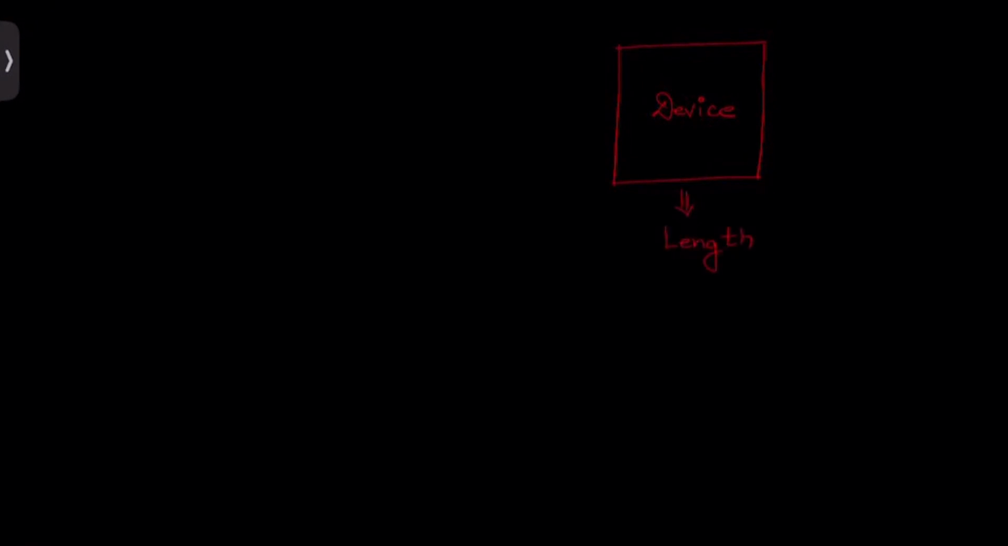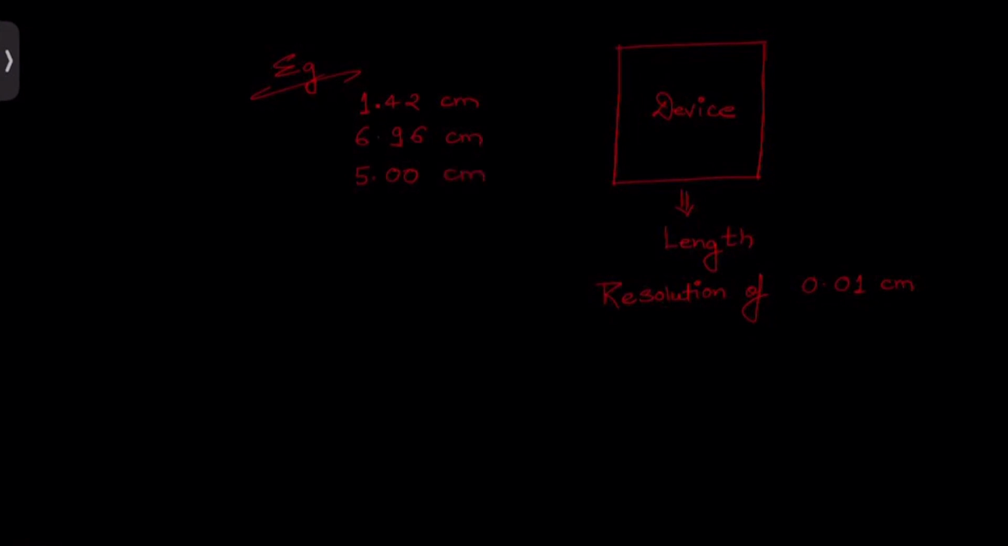Now this device, after measurement of length, has a resolution of, let's say, 0.01 centimeters. Okay, what does it mean? That the answers which will be obtained from this device, the examples can be, let's say, 1.42 centimeters, or 6.96 centimeters, or 5.00 centimeters, or 4.50 centimeters. So this is how we will show the answer. Why? Because it has a resolution of 0.01 centimeter.